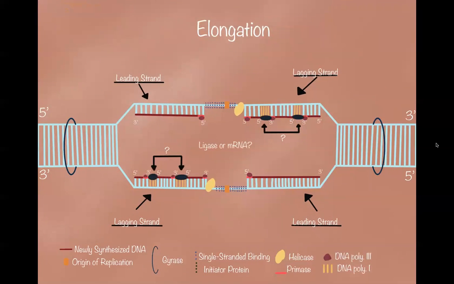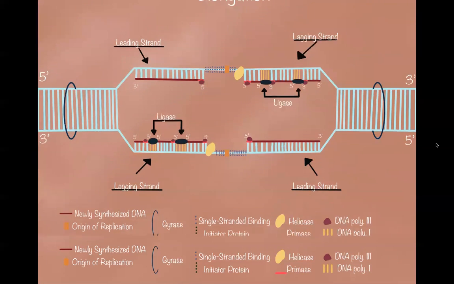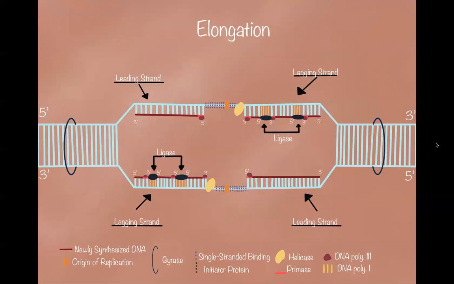These gaps are also known as a nick and need to be sealed in order to finish the elongation process. Pause the video and see if you can figure out the correct term. Hopefully you picked DNA ligase.